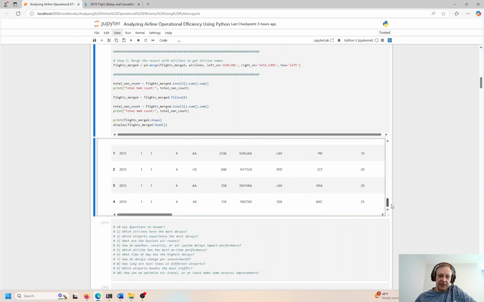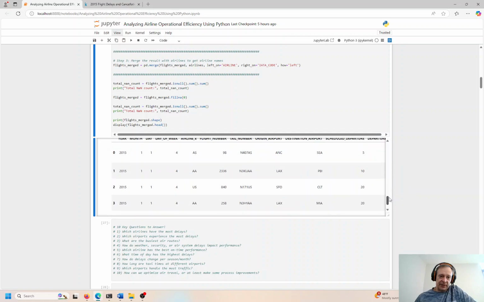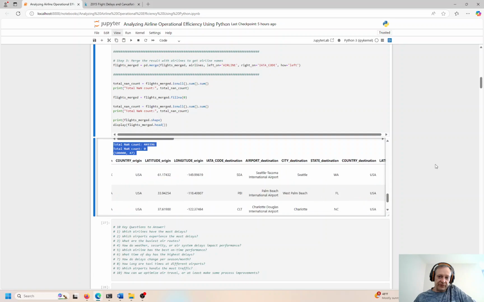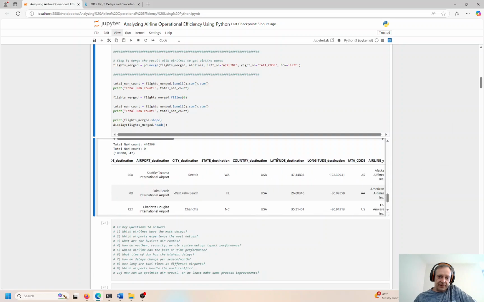So here's the final merged data frame. It looks like this. We have year, month, day, 1 million records, and 47 columns. It's always rows, columns. So 1 million rows, 47 columns. And this is what it looks like. We have a good distribution of pretty much everything here: latitude, longitude, airport, airlines, IATA codes. This, I guess, is the abbreviation for the airport. And here's the airport name: Seattle, Tacoma. So they give you everything.